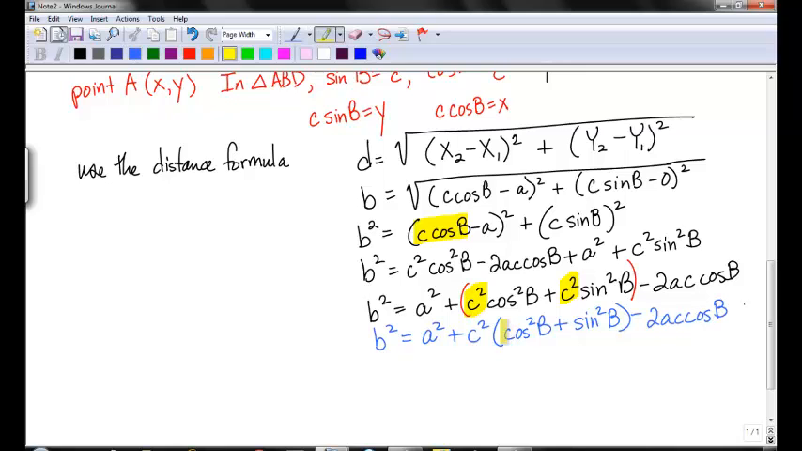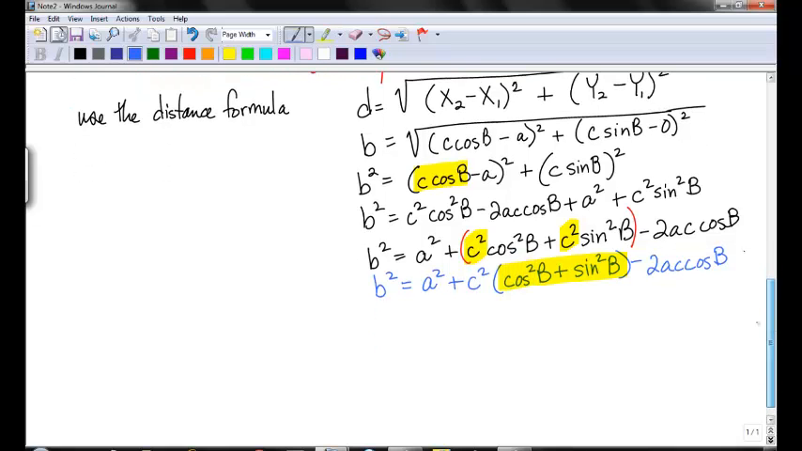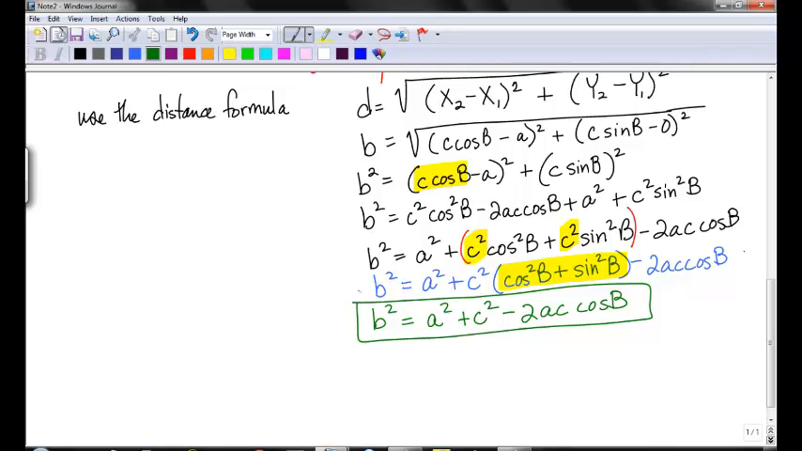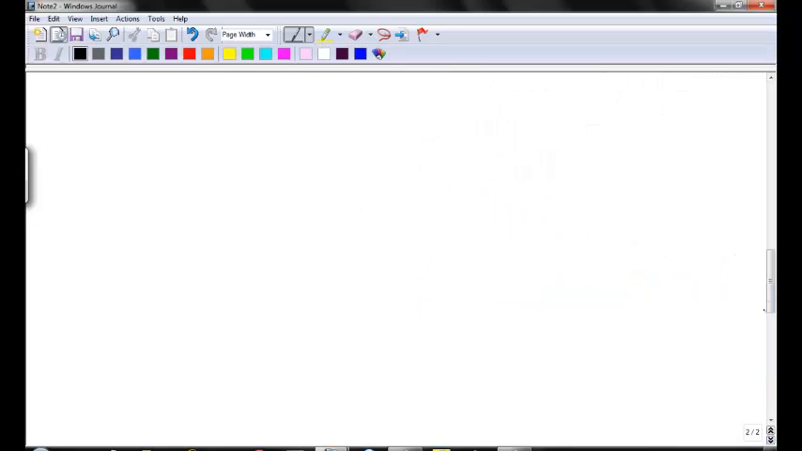But what's this? What's sine squared plus cosine squared? 1. So you'd be at b squared equals a squared plus c squared times 1 minus 2ac cosine b, and you end up with the law of cosines. That's just proven one of them, but I think it's important that you know where some of these things come from. Now let's go through an example.